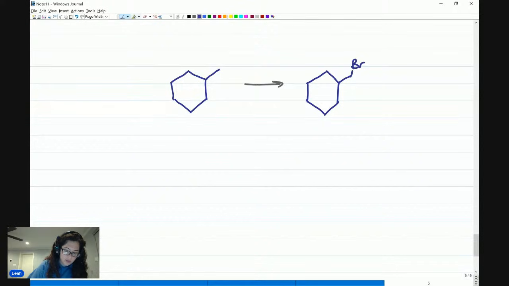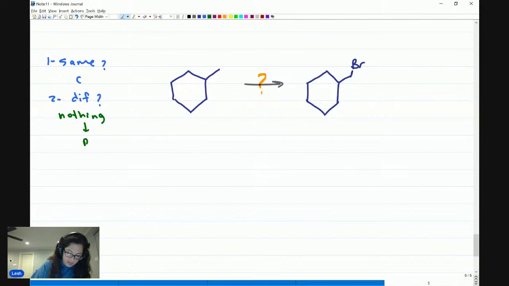How do we do this transformation? Question number 1. What is the same? The same is all my carbons. Question number 2. What is different? What's different is that I have nothing on my molecule and I'm turning it into a bromine. This is a very, very common pattern once you have learned radicals. So let me know in the comments if you have not, because this is the pattern that I call the something from nothing.